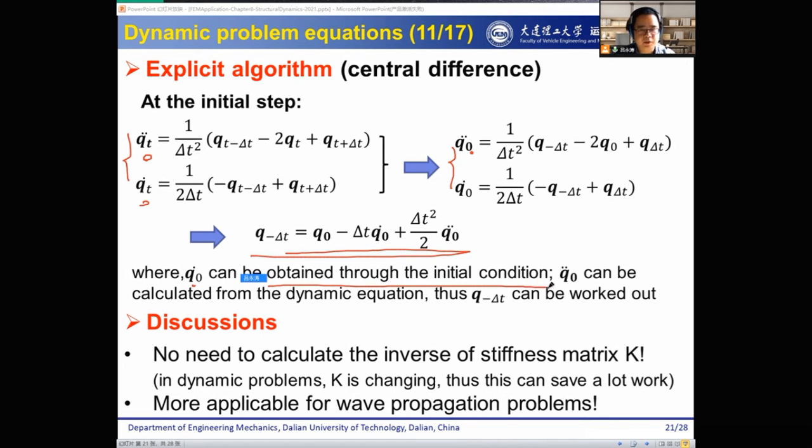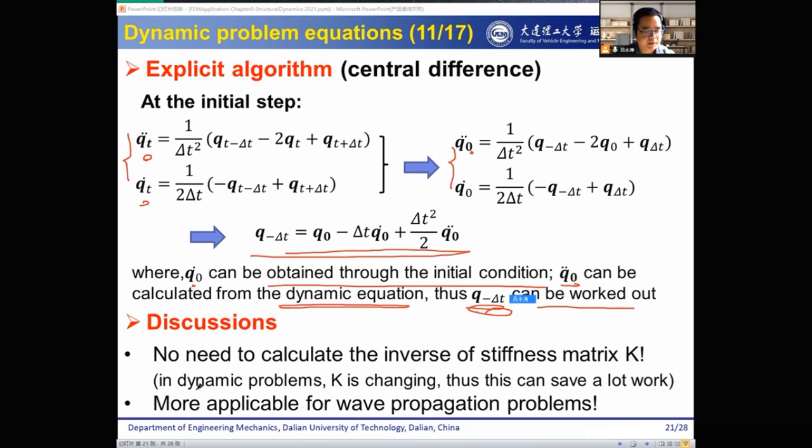When we solve the problem, we are always given the initial condition. For example, the object's initial velocity is 0, or the object's initial velocity is 2 meters per hour. This is the initial condition, and it is always a known variable. And then the velocity can be calculated from the dynamic equation, and therefore the displacement at this time point can be worked out.